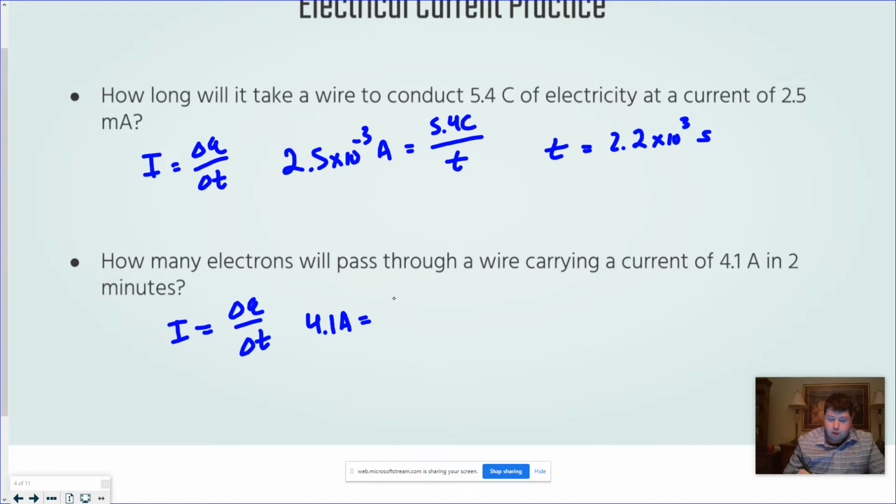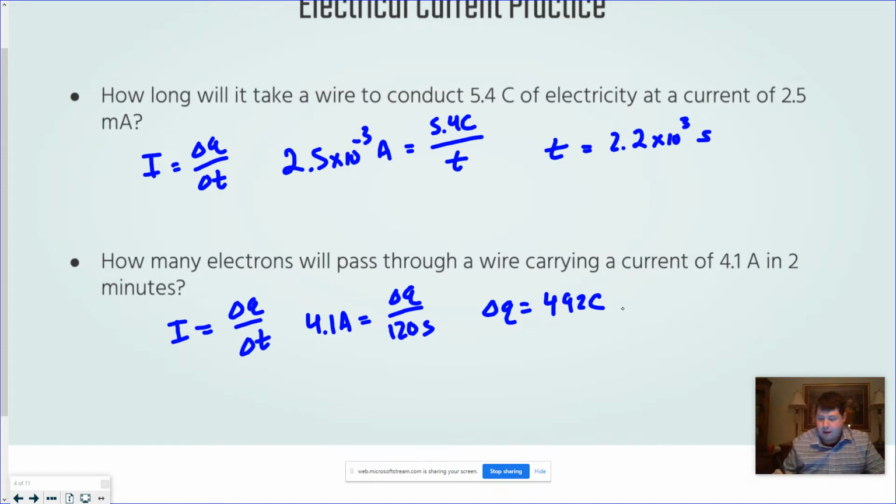I know my change in charge is what I want to find. And I know this is 2 minutes, but when I use amps, I have to change that to seconds. 2 minutes is 120 seconds. If I solve that out for my change in charge, or how much charge flows through, I get 492 coulombs.